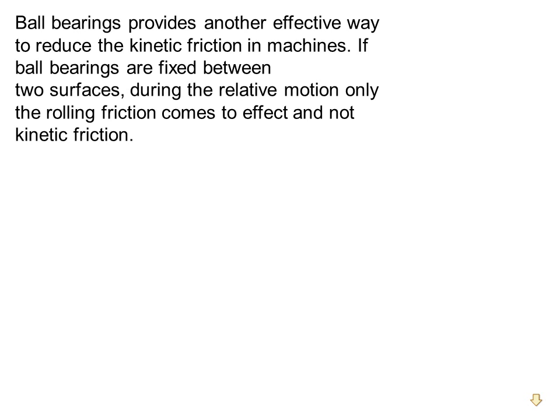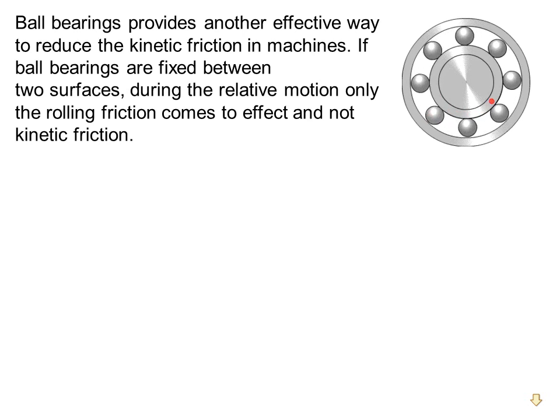As one of the bearing races rotates, it causes the balls to rotate as well. Because the balls are rolling, they have a much lower coefficient of friction than if two flat surfaces were sliding against each other. So ball bearings provide another effective way to reduce the kinetic friction in a machine. If ball bearings are fixed between two surfaces during the relative motion, only the rolling friction comes into effect and not the kinetic friction.